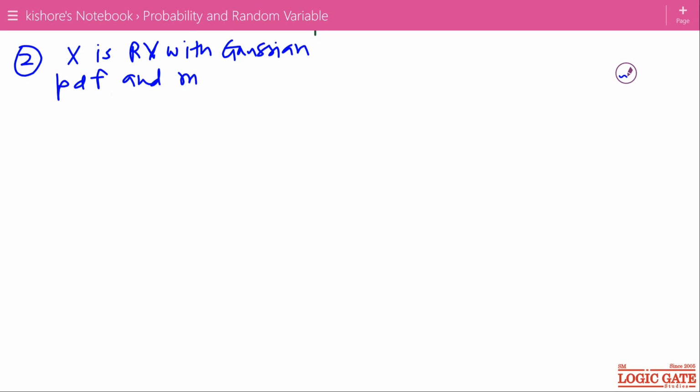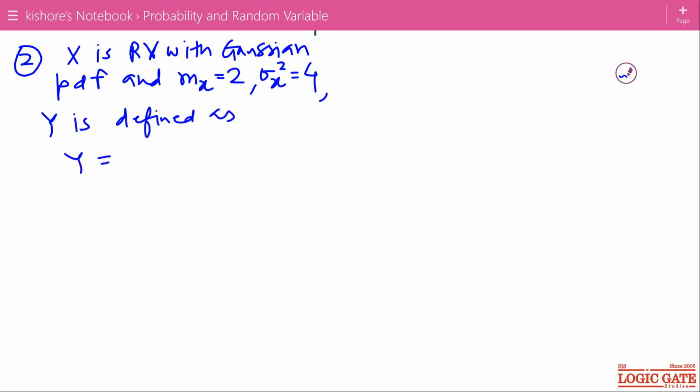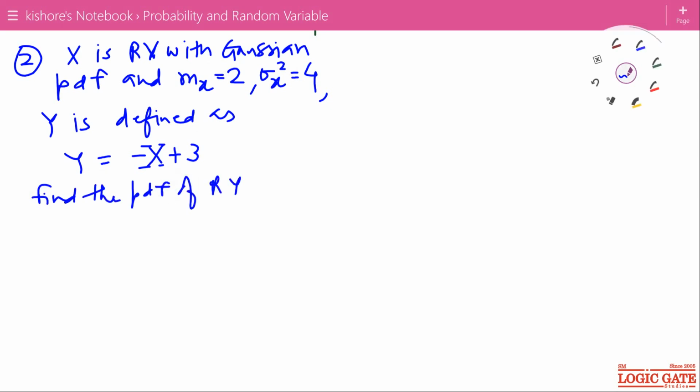The mean value of random variable x is 2, and the variance of random variable x is 4. Now y is another random variable defined as y is minus x plus 3. Now find the PDF of random variable y.